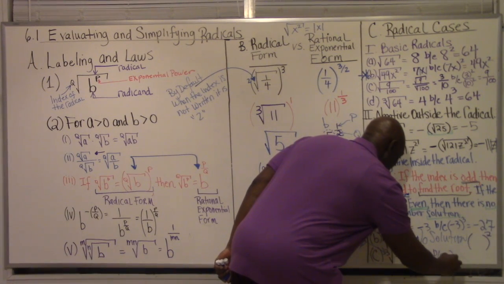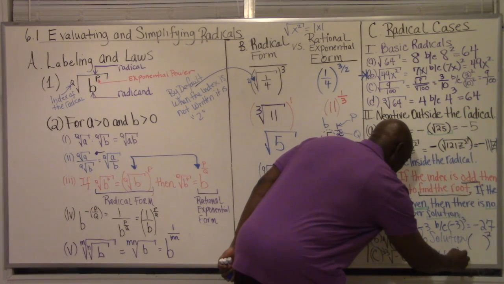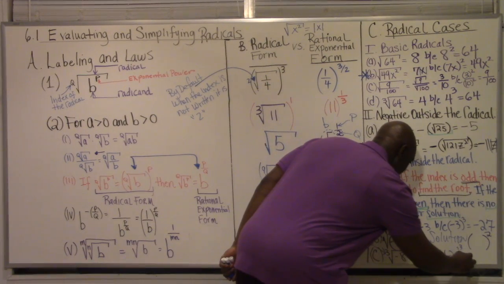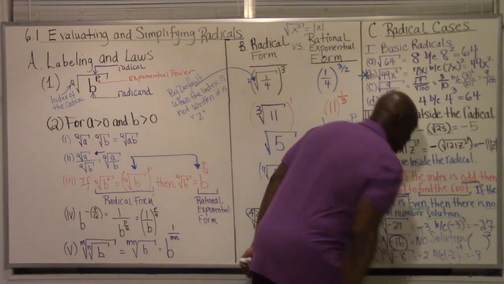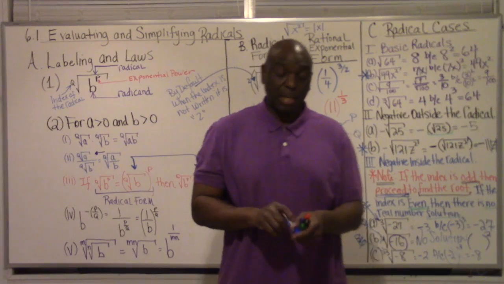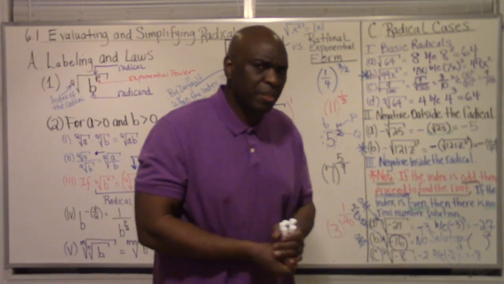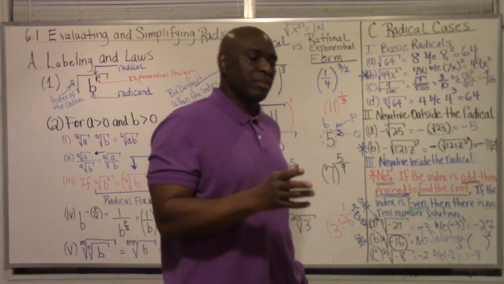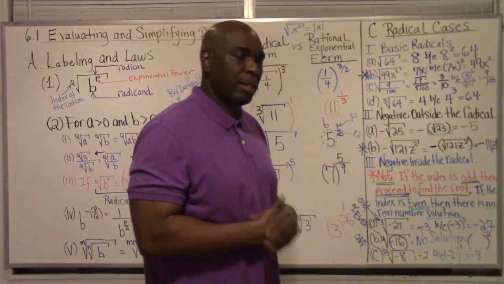because negative 2 cubed is negative 8. All right. I'm finished with that. If you have any questions about what I've done so far, please rewind, go back, look at it again. All right.